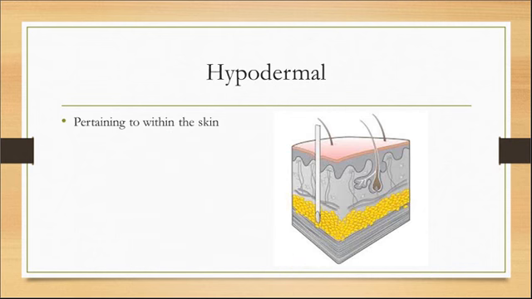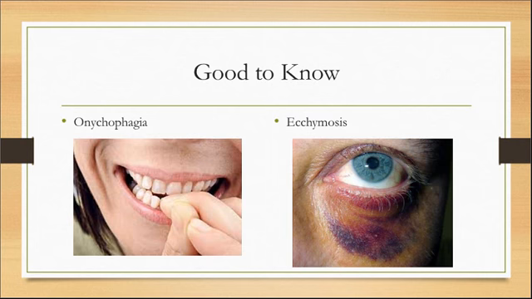Another term to know is hypodermal. And oftentimes we think of a hypodermic needle. That word hypodermal just means pertaining to within the skin. Some more terminology related to the integumentary system. Onychophagia, that is the medical term for nail eating, chewing, or biting.